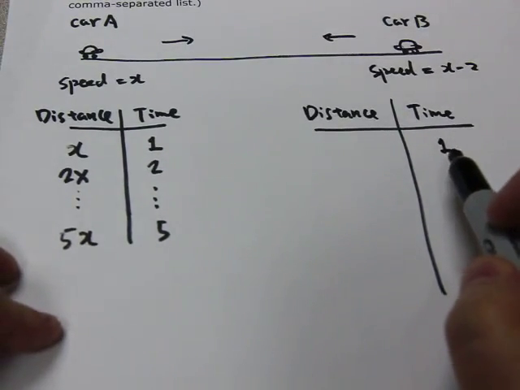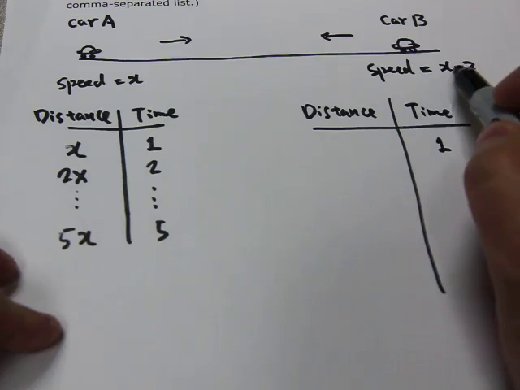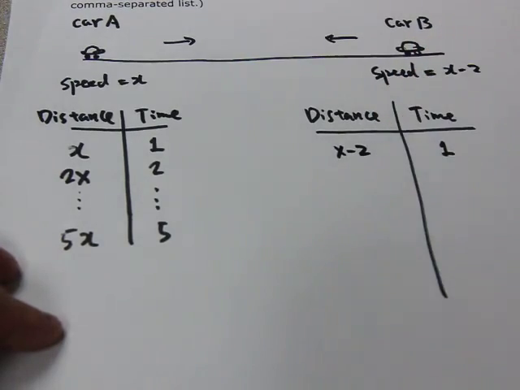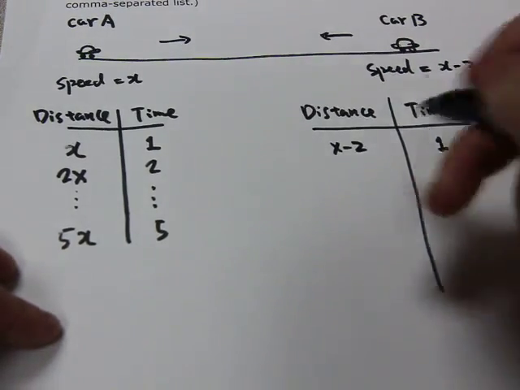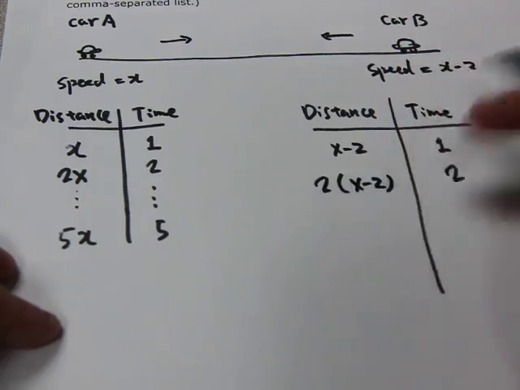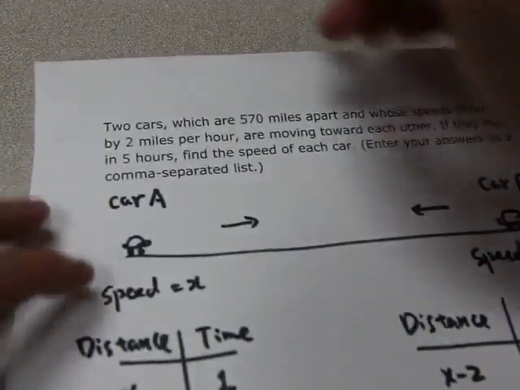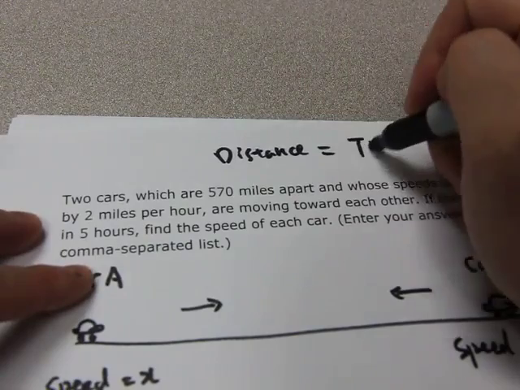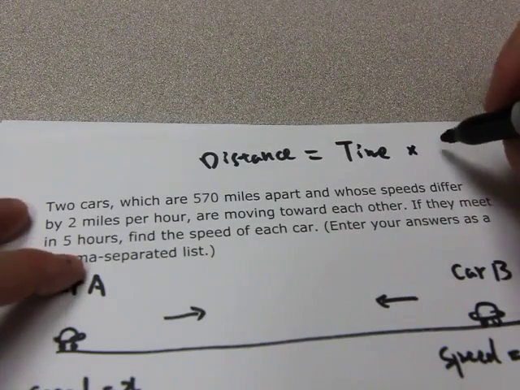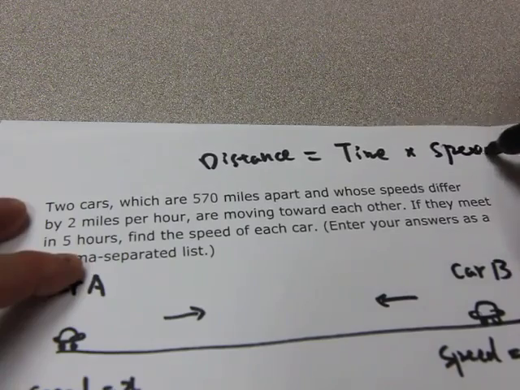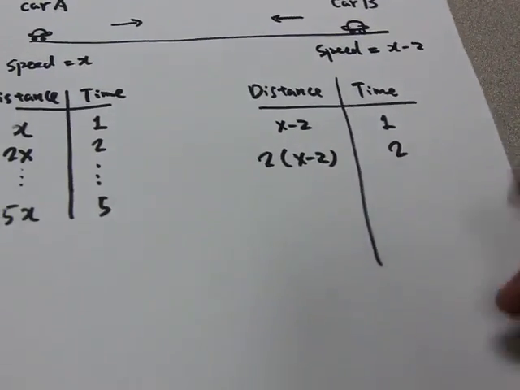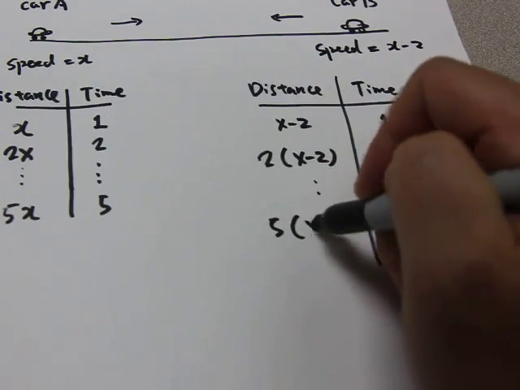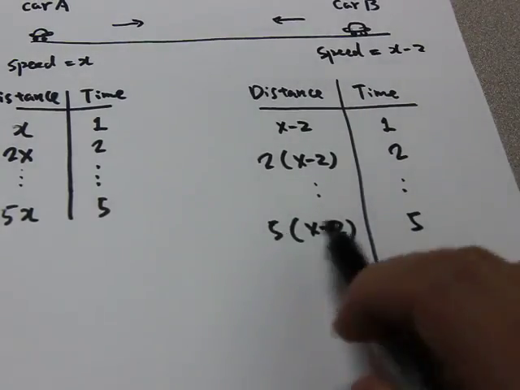And similarly for car B, because now the speed we use x minus 2 to represent, after 1 hour, it will go x minus 2 miles. And after 2 hours, it will go 2 times x minus 2. Right, because the distance is equal to the time multiplied by the speed. So therefore, after 5 hours, it will go 5 times x minus 2 miles.